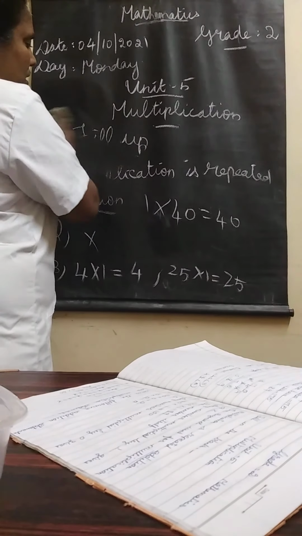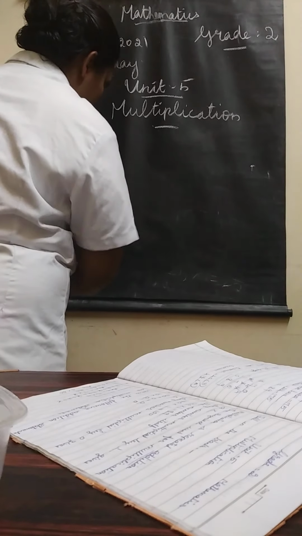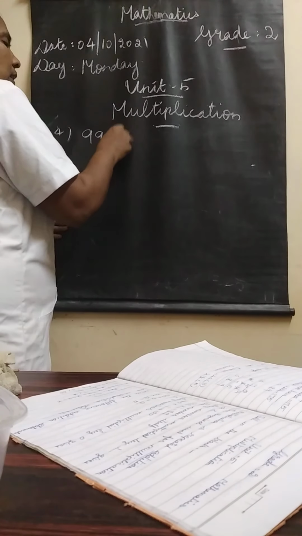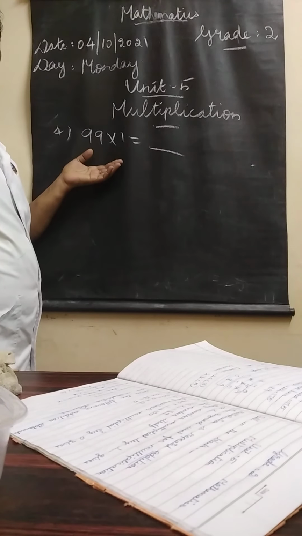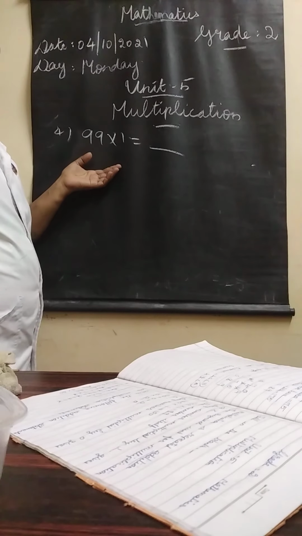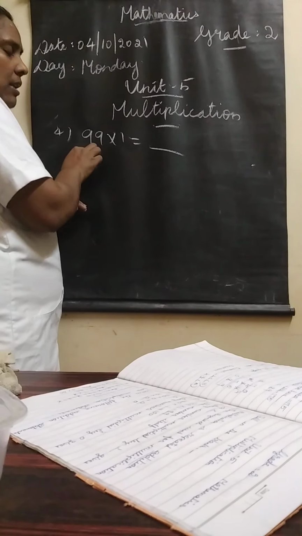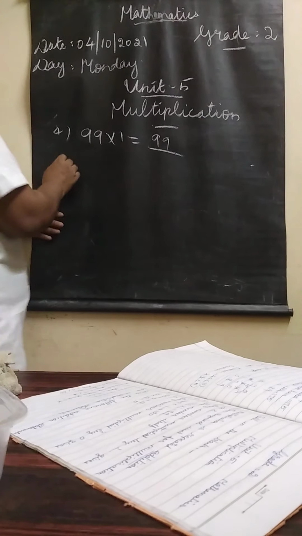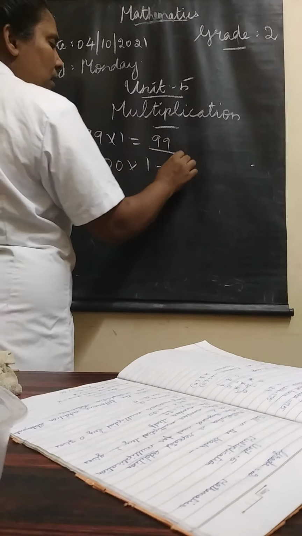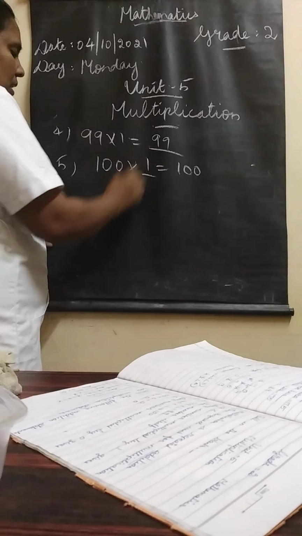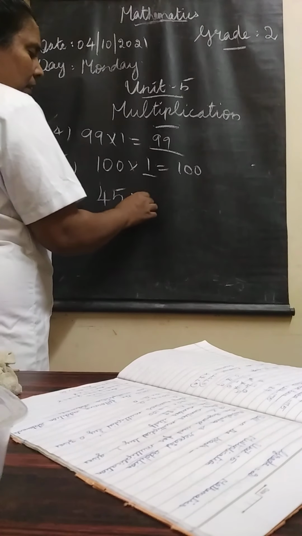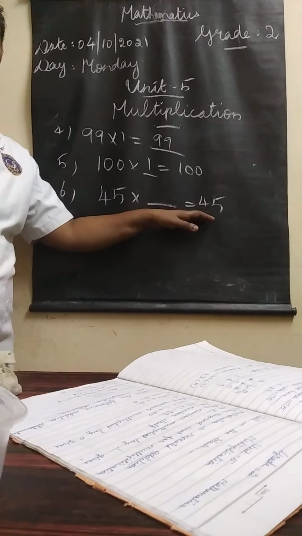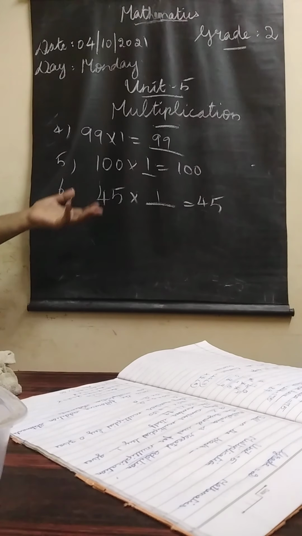Do you understand? Listen to the next fill up. Listen, 99 into 1 equal to dash. What is the answer? Just now we studied any number multiplied by 1 gives the number itself. You see? So if you multiply 1 with 99, the answer is the same number, 99. Do you understand? Listen to one more question. If you multiply 100 with 1, the answer is 100. Okay? Listen to the next one. If you multiply 45 with 1, the answer is 45. Okay, so any number multiplied by 1 gives the number itself.